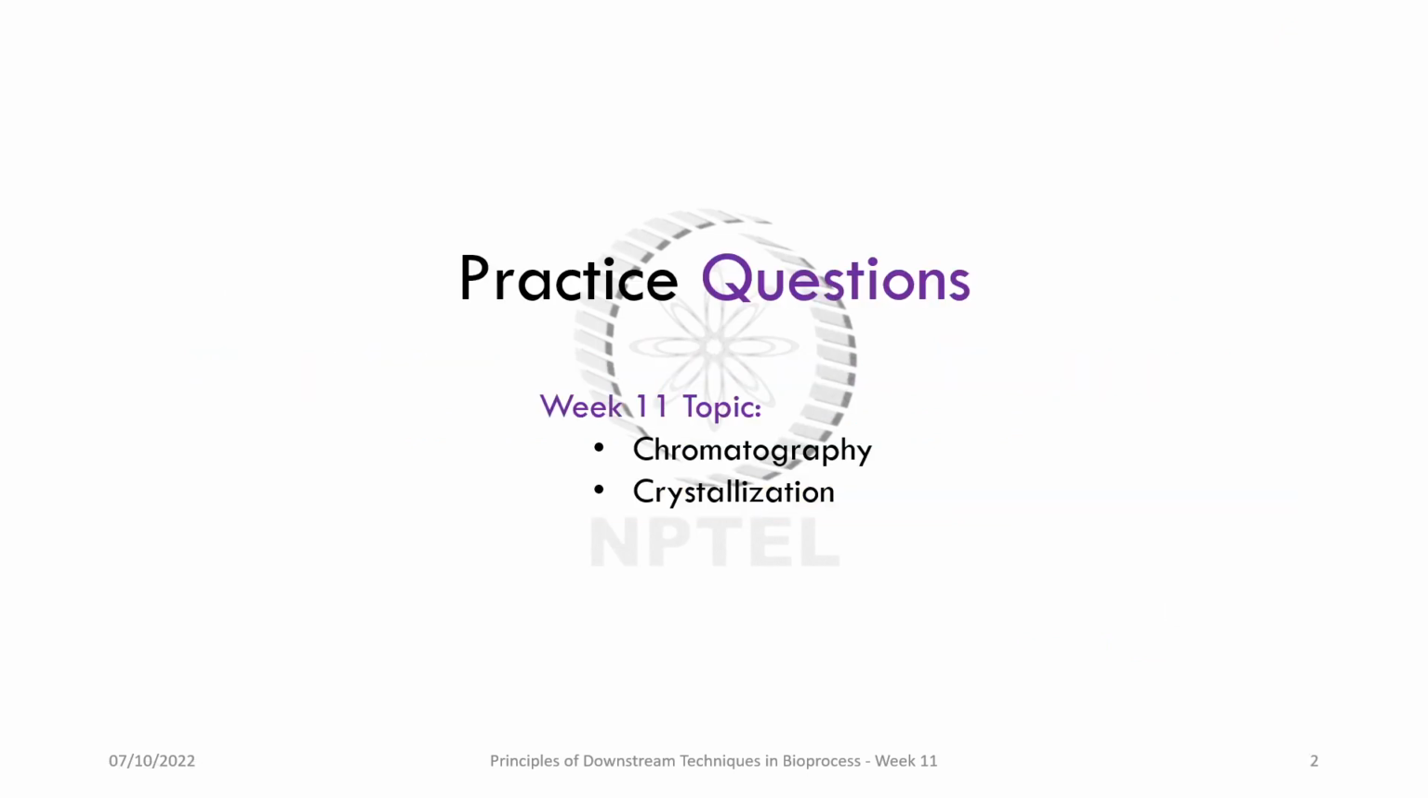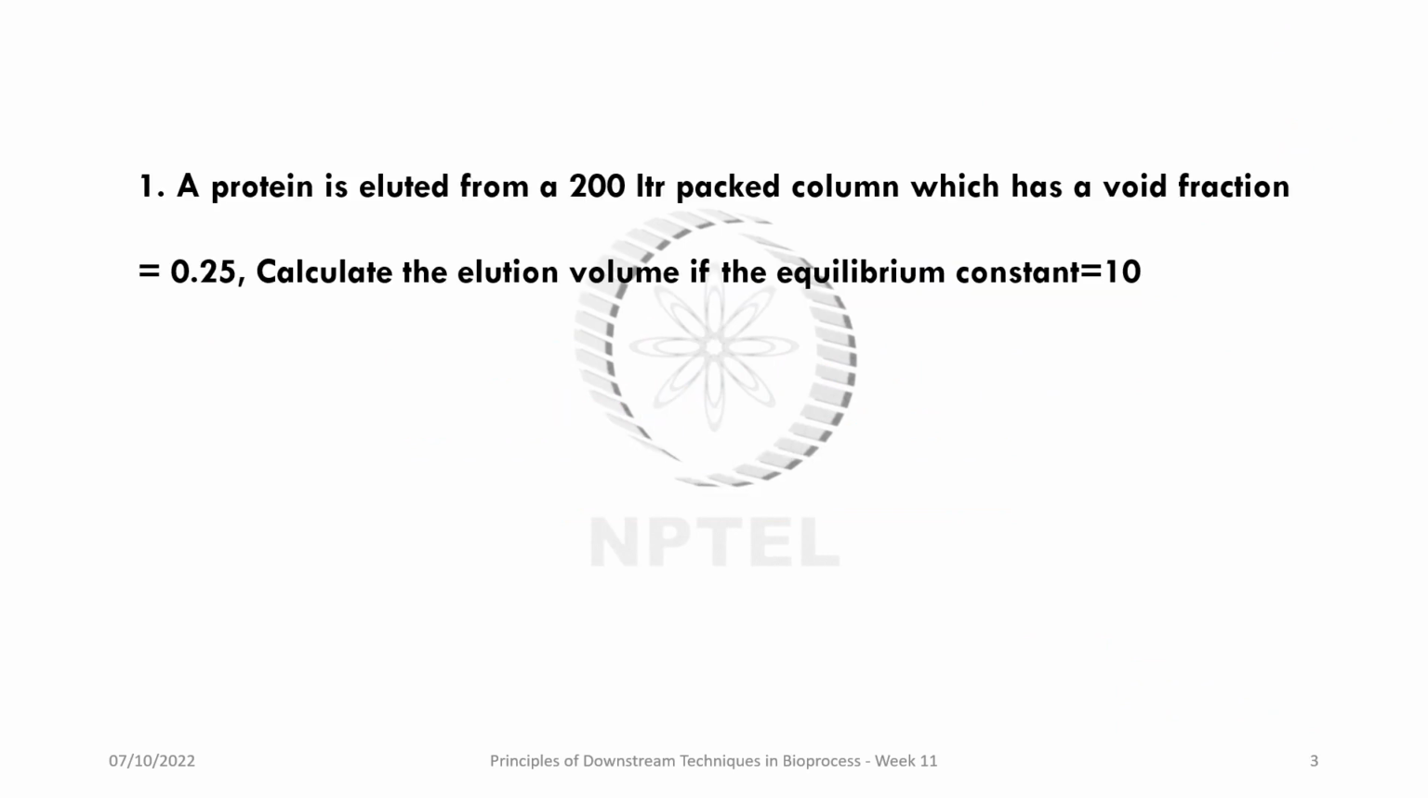So this week we are continuing to deal with chromatography and a little bit of crystallization. So first question for the day is: a protein is eluted from a 200-liter packed column which has a void fraction of 0.25. Calculate the elution volume if the equilibrium constant is 10. So this week we have just 7 questions, all simple ones. So take your time. I hope you went through the lectures and are familiar with the formulae.